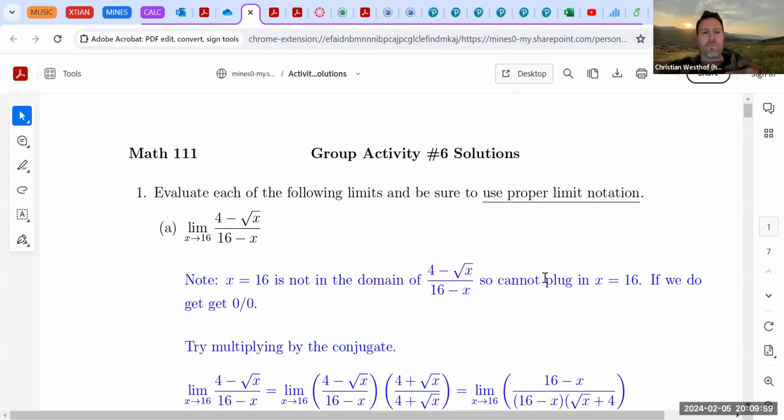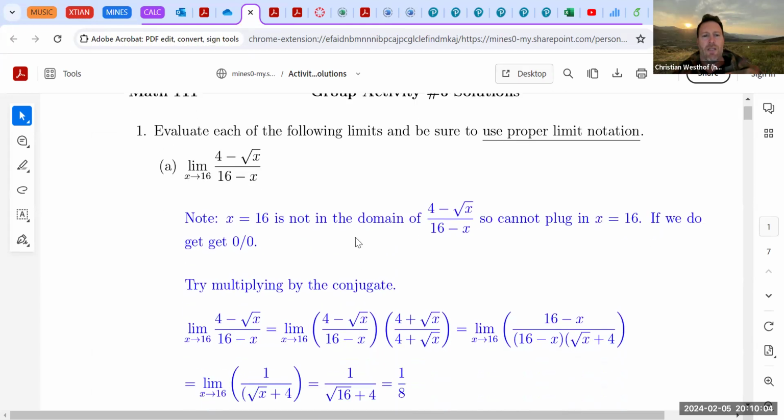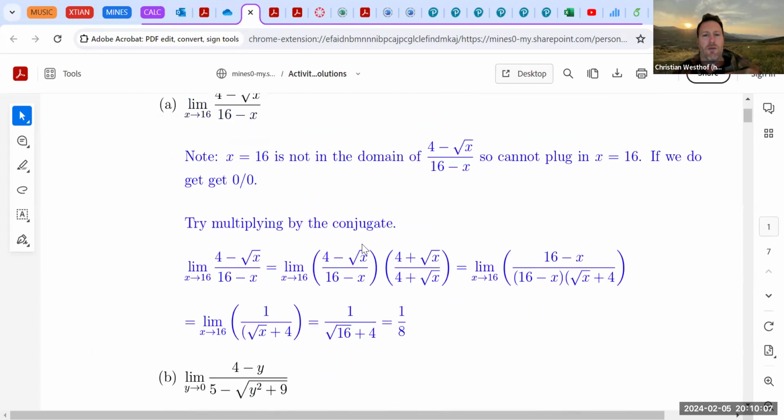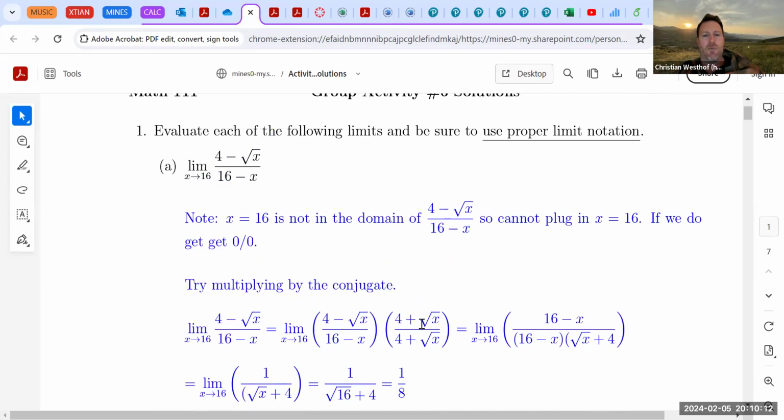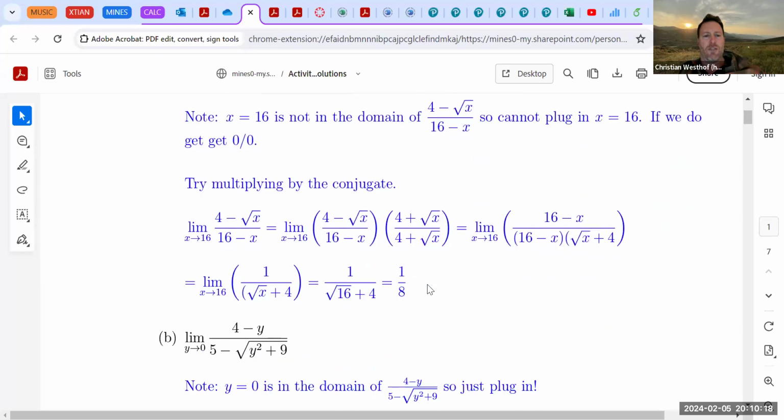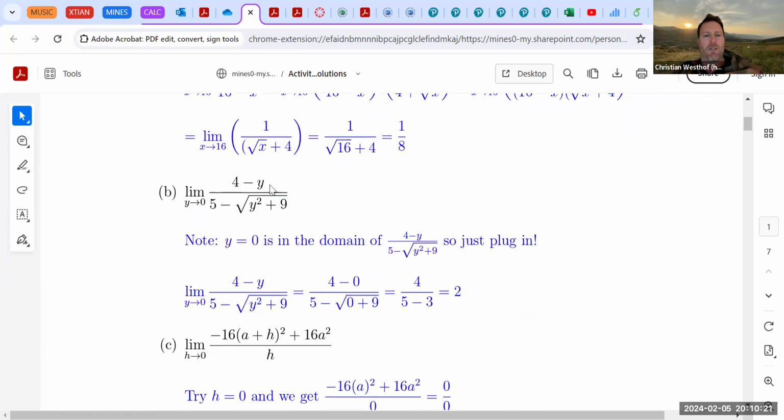Activity 6. Okay, take the limit going to 16, and we got 0 over 0. It was a factor and cancel problem or a conjugate problem. You should get 1/8. Anytime we had a root, typically we multiplied numerator and denominator by this 4 plus root x, the conjugate of 4 minus root x. This one, what happened? So we got 0 in the domain. Yes, if we plug in 0, that's no problem. We should get 4 over 5 minus 3. And then that worked out. We got 2, so no big deal.